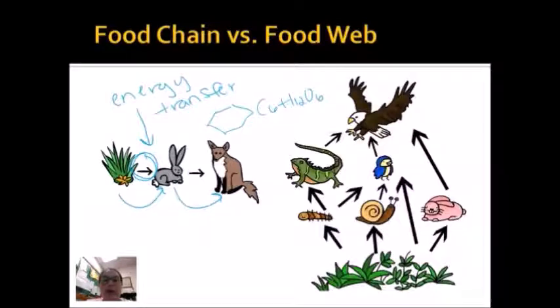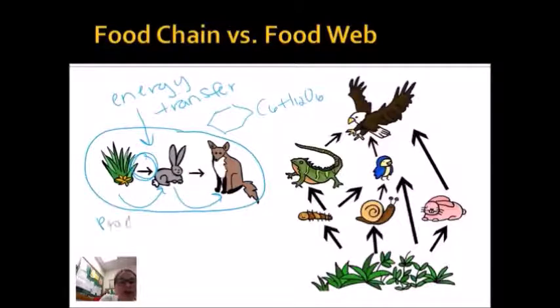Another thing that students have difficulty with is the difference between a food chain and a food web. This is a food chain. It only shows part of a food web. So it's going to have a producer, a primary consumer, the first to eat, which we refer to as the herbivore, a secondary consumer, which is the second to eat, which is considered a carnivore, and it could have a tertiary consumer.